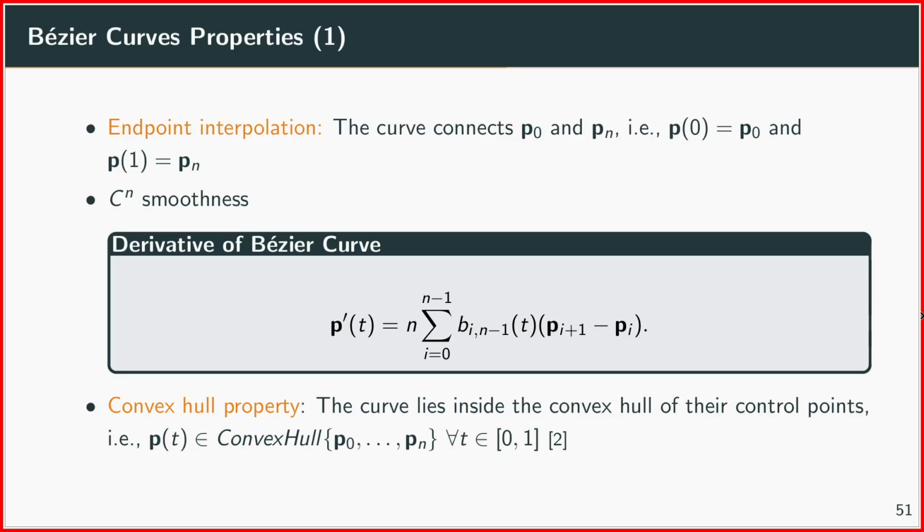And apart from those two properties, which are pretty nice, we have also a third one, which is the convex hull property, which basically says that whatever kind of Bezier curve you get here, it will always lie inside of the convex hull of its control points. So basically, you have the set of n control points, and you compute the convex hull, and you can be 100% sure that whatever comes out here will always stay inside of this convex hull.